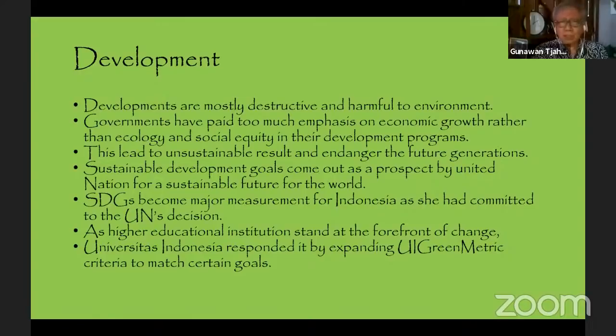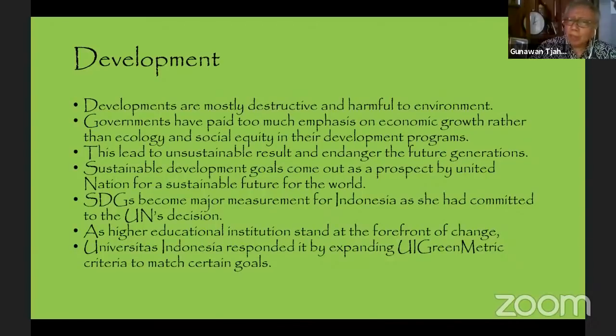Developments are mostly destructive and harmful to the environment. I think very few people can deny it, unless you decide like Dr. Yang. Governments have paid too much emphasis on economic growth rather than ecology and social equity in their development programs. This led to unsustainable results and endangers future generations.